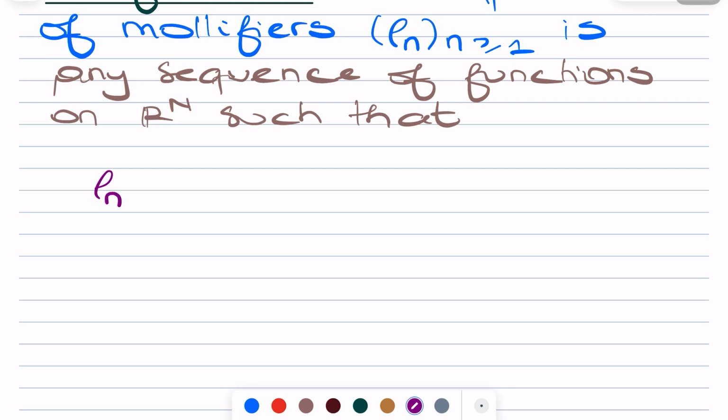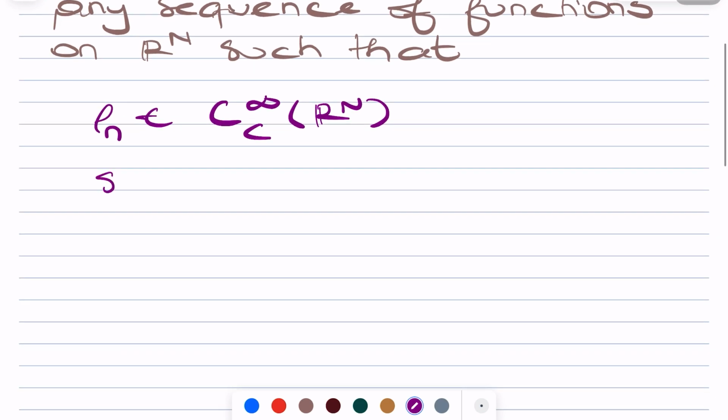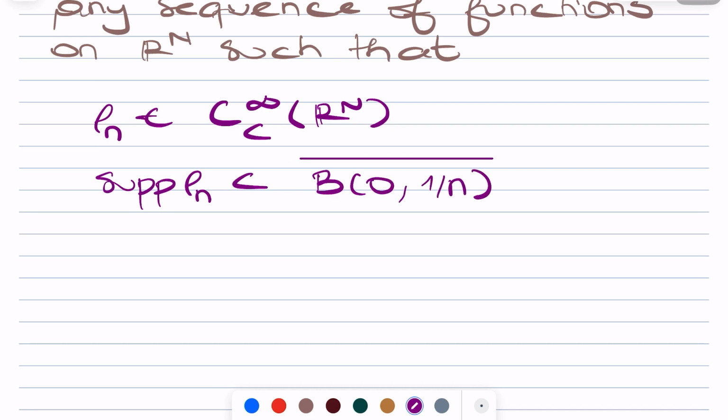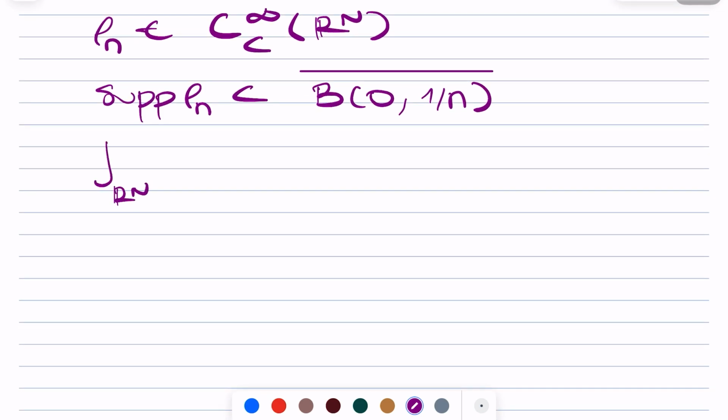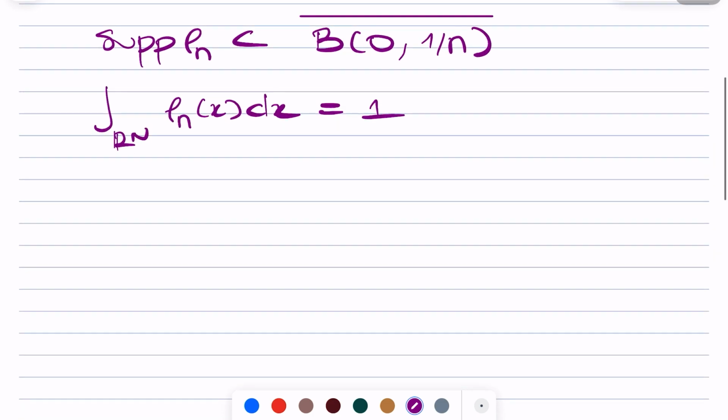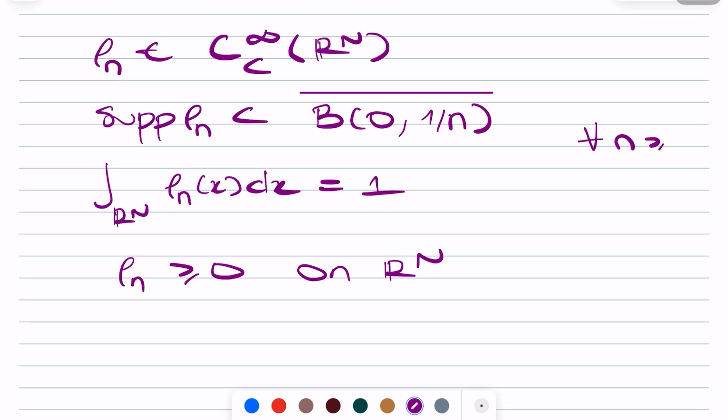Rho n is infinitely continuously differentiable with compact support. The support of rho n is contained in the closed ball of radius 1 over n. The integral over R^n of rho n of x dx should be 1, and rho n is a positive function on R^n. Of course, this holds for every n greater or equal than 1. So this set of properties should hold for us to have a sequence of mollifiers.